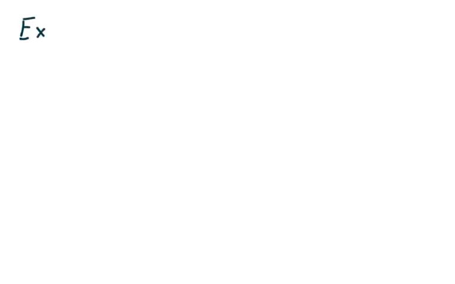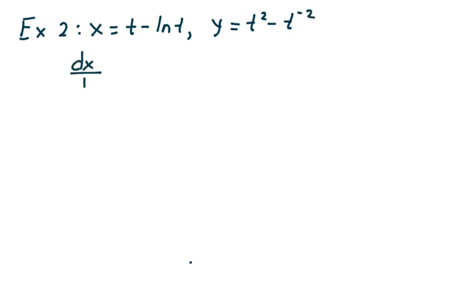Example 2. Suppose x is t minus natural log of t, and y is t squared minus t to the negative 2. dx/dt: the derivative of t with respect to t is 1. The derivative of natural log of t with respect to t is 1 over t.